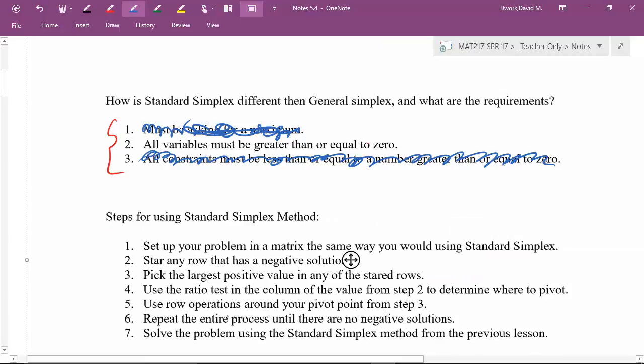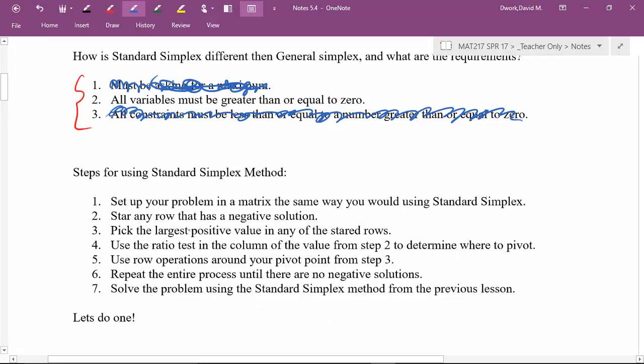Let's see, steps for using the general simplex method. The idea here is we're going to do steps 1 through 6, and we're going to keep doing them. Repeat the process. You'll notice right here, steps 1 through 6, we're just going to keep doing these over and over and over, just like we did with regular simplex, until there are no negative solutions, and you'll understand what that means in a minute. And then notice all it's going to do is turn it into a standard simplex problem. So now, once you're done through 1 through 6, you're just going to do the exact same process you did in the last section.